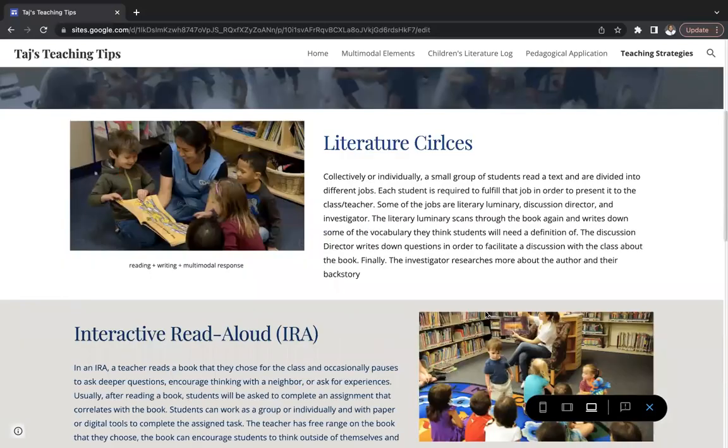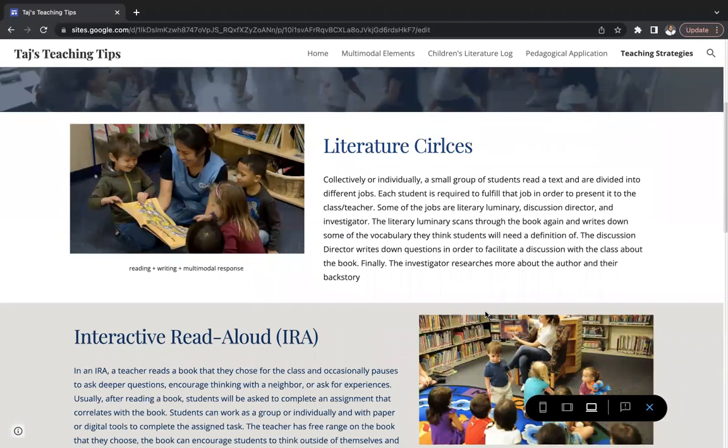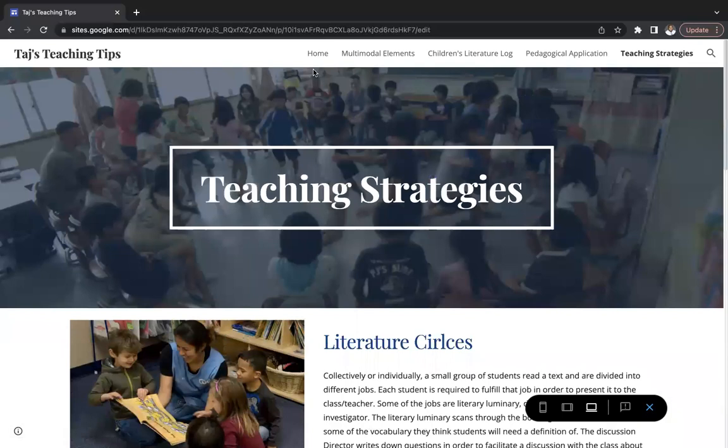Another one is literature circles, because students will read a book and then go back with their different jobs and positions to figure out more about this book, more about the author, more about the discussion, and more about the vocabulary that the author has used.